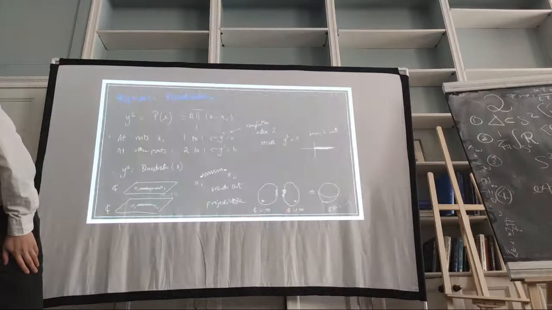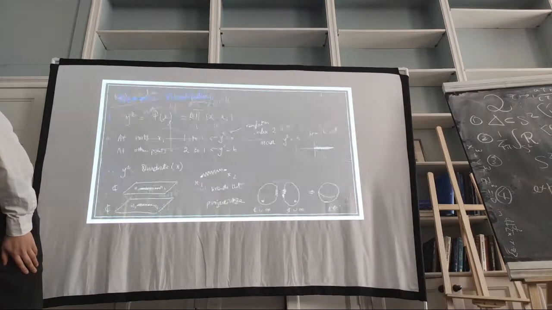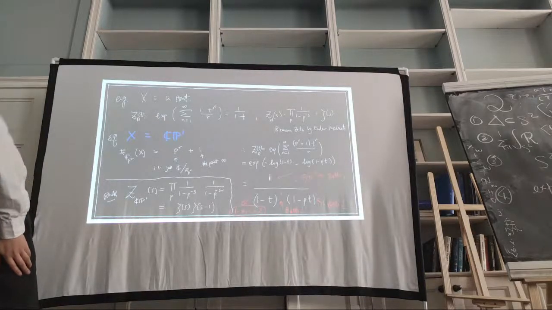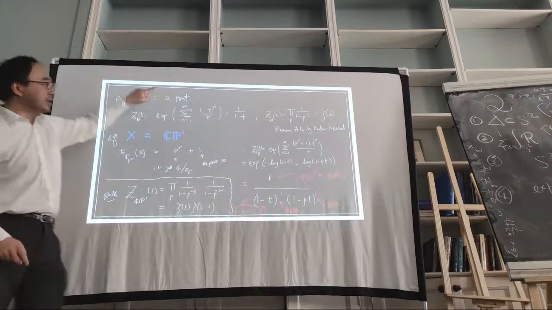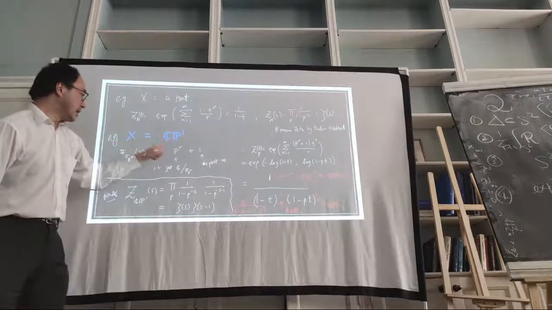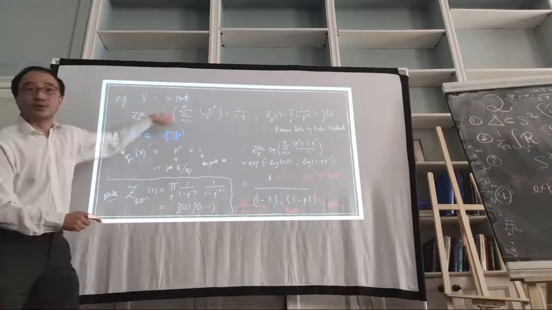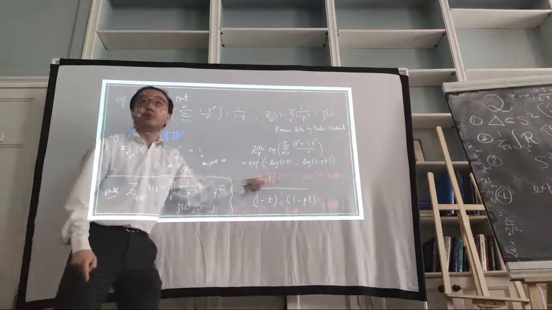Remember, for S2, we didn't have this problem. For S2, the local zeta function was, for a point, the Riemann zeta function. For CP1, it's that. Right? This is S2. For CP1, it's just this. Right? There was no numerator.